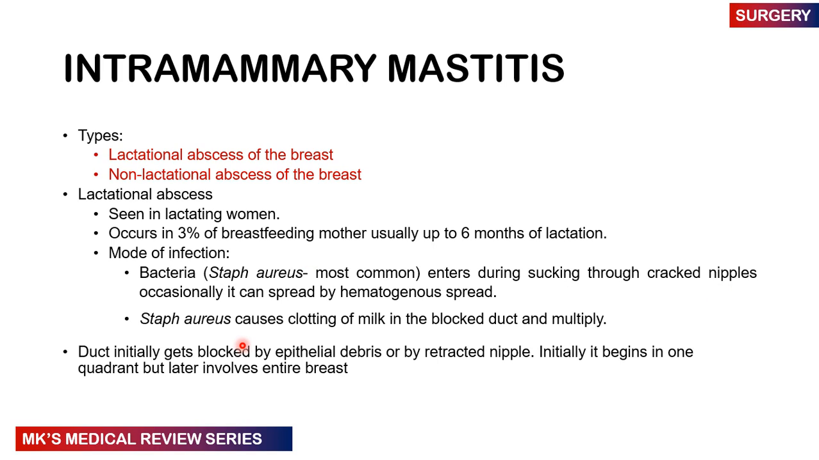Remember that Staph aureus is going to be causing clotting of the milk in the blocked duct, and then it begins to multiply. So the duct initially gets blocked by the epithelial debris or by the retracted nipple. Initially, it begins in one quadrant, but later it may actually even involve the entire breast.